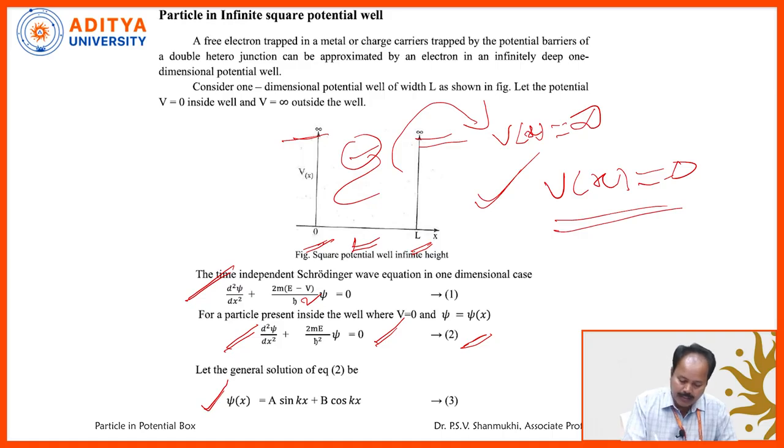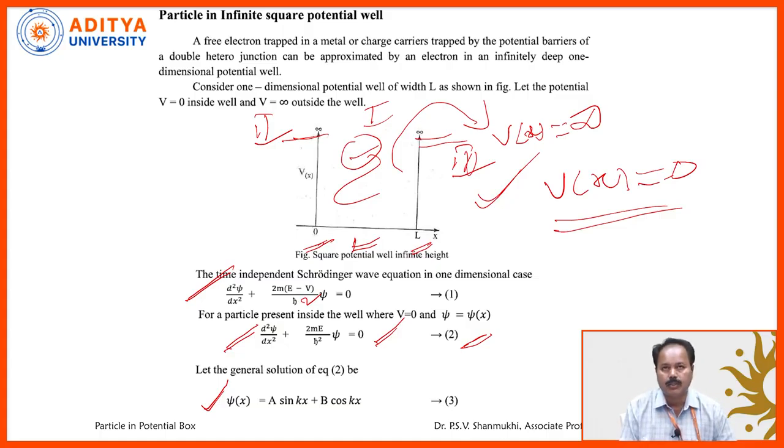For convenience, I divide this into region 1, region 2 and region 3. In regions 2 and 3, V of x is equal to infinity. In region 1, V of x is equal to 0. Can we find the electron at x equal to 0, on the wall? Not at all. On this wall also we cannot find the electron. That is nothing but the ground.